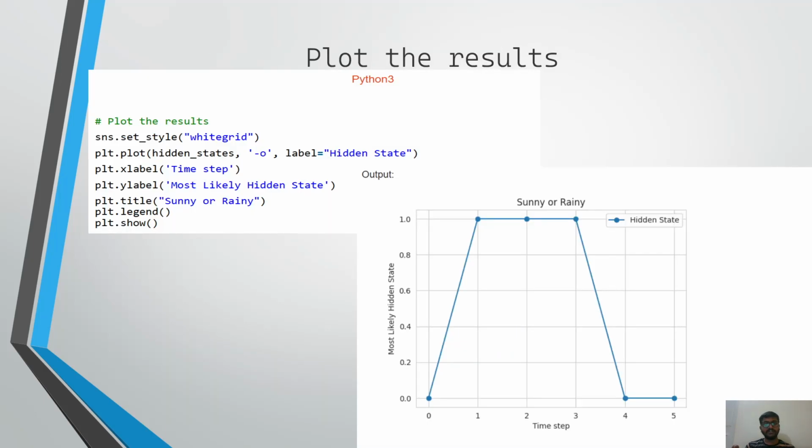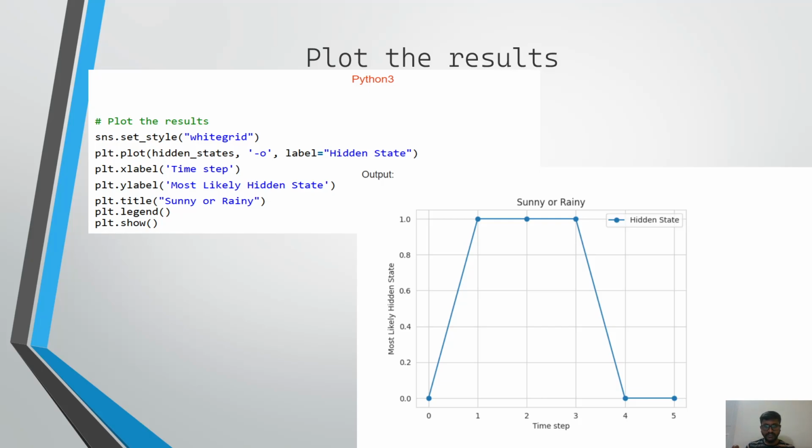So now we need to plot these results using Matplotlib. We use Seaborn also here, where sns is set to a style called whitegrid, and we plot the hidden states with marker 'o' and the label given as hidden state. The x variable is given as time step and the y variable is given as most likely hidden state. The title is given as Rainy or Sunny. So the legend is given, and plt.show prints the output.